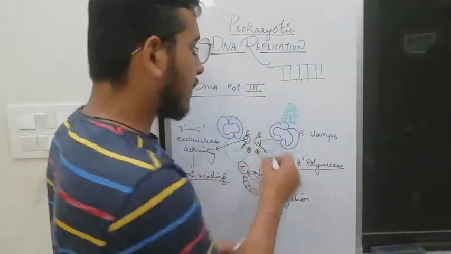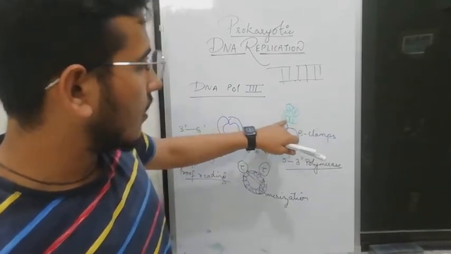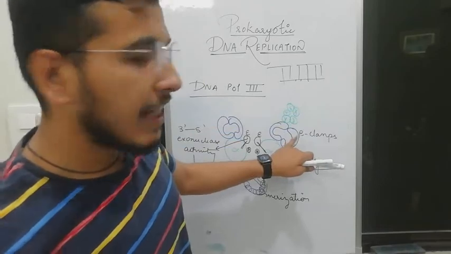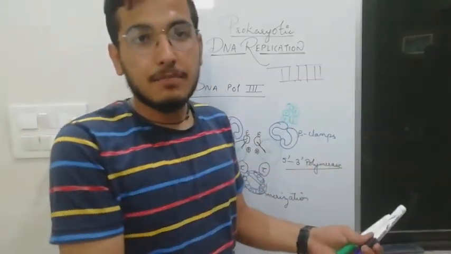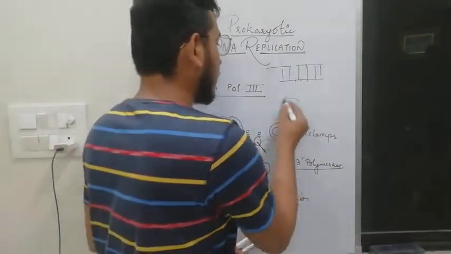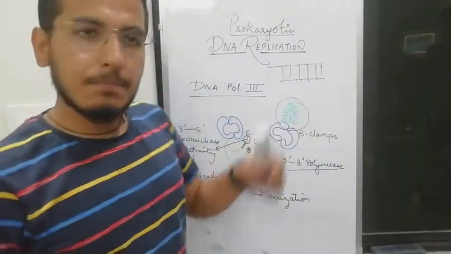Theta will increase the efficiency, and these subunits attached over the gamma, delta, meta over the beta clamps help in loading beta clamps. Loaders, they are actually called loaders. So they will load the beta clamp loader complex.